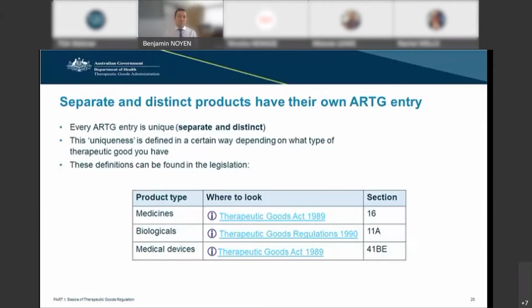Let's look at a high-risk prescription medicine as an example. If we have another medicine that is exactly the same, but has a different name or different indications or a different dosage, the product is considered separate and distinct and will have its own ARTG entry. But if it has a different pack size, such as a 12-pack of tablets versus a 36-pack of tablets, it isn't considered separate and distinct, and a separate ARTG entry is not required.